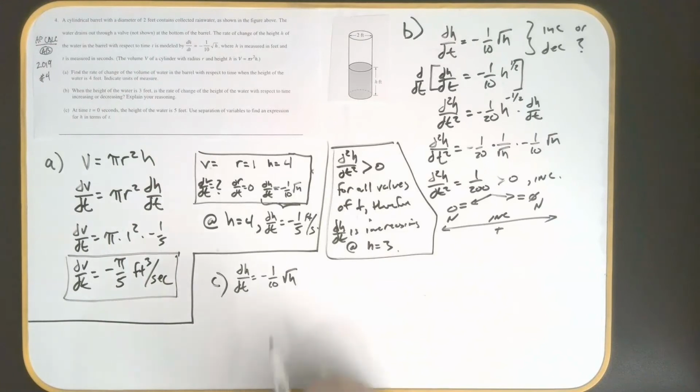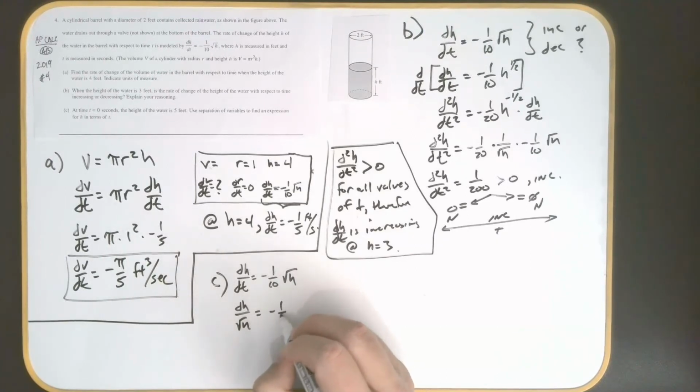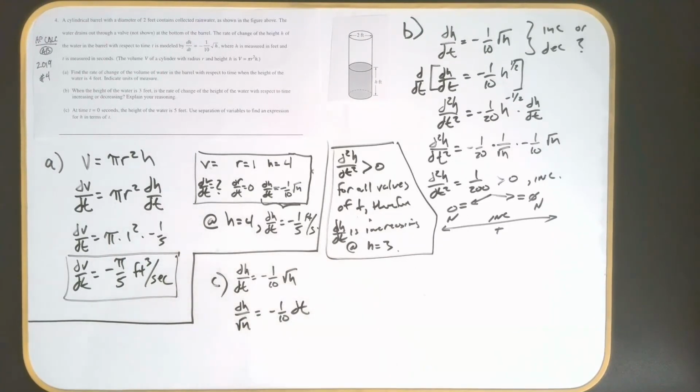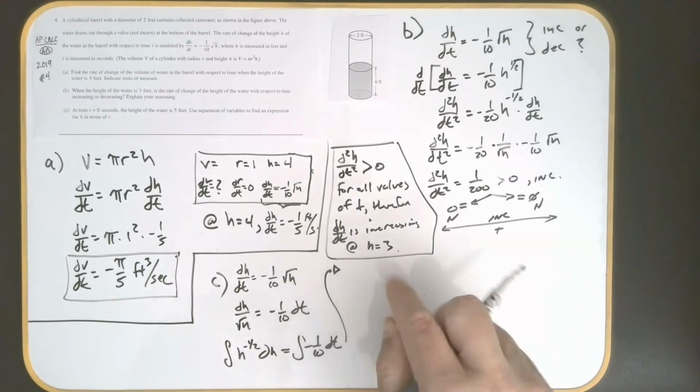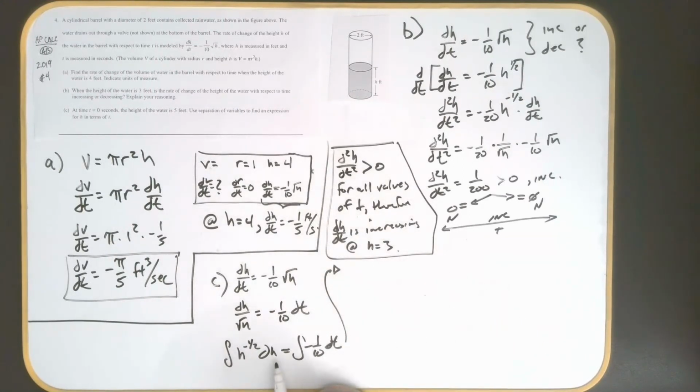First step, we're going to separate our variables. So I'm going to do dh divided by rad h is equal to negative 1/10 dt. Then we're going to integrate both sides. I'm going to make this h to the negative 1/2 dh, and that is equal to the integral of negative 1/10 dt. So I separated my variables, integrate both sides, and like I said, I'm going to have to do several little columns here. So let's integrate this side.